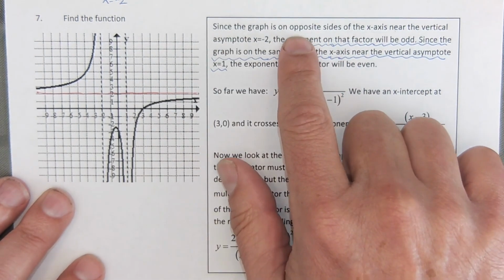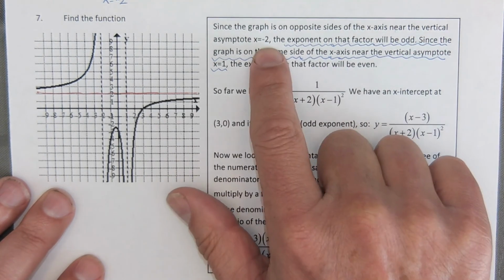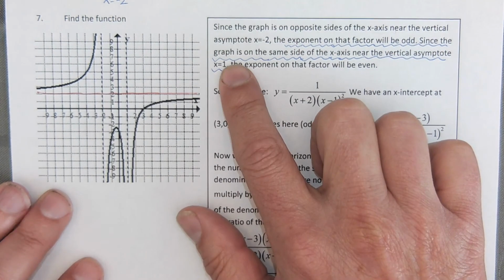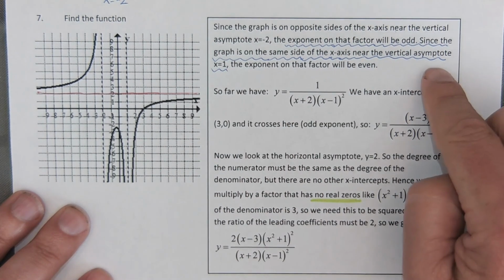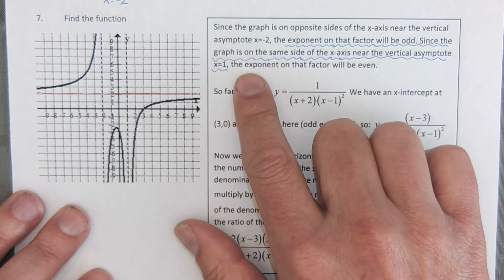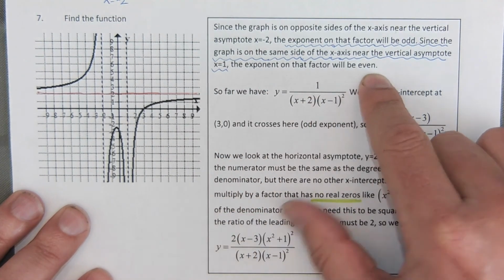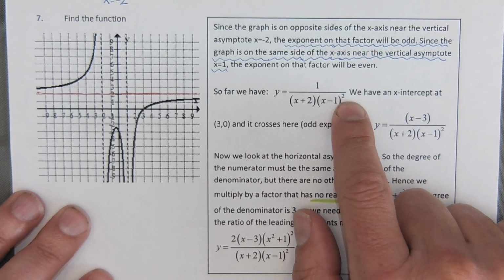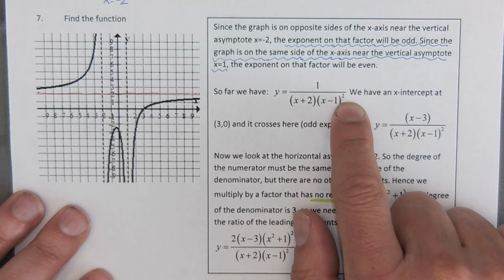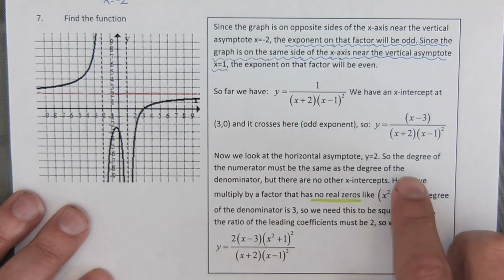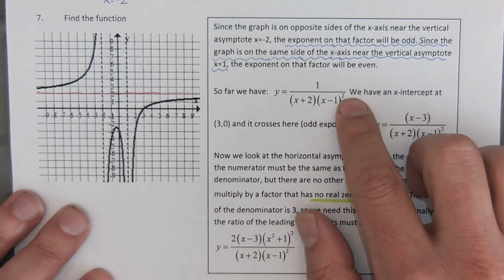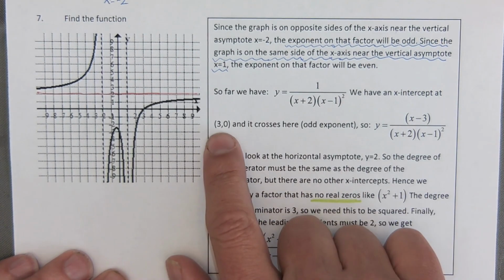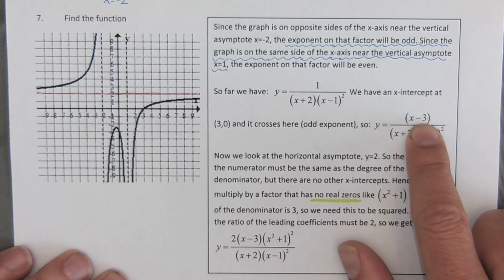Since the graph is on opposite sides of the x-axis near the vertical asymptote x equals -2, the exponent on that factor will be odd. Since the graph is on the same side of the x-axis near the vertical asymptote x equals 1, the exponent on that factor will be even. So here's why x minus 1 in the denominator is going to have an even exponent. It's going to be squared most likely. It could be 4th power, we don't know, but we'll just make it the smaller of the two, the even. We know it crosses at 3, 0. So there's the only place it's crossing there.